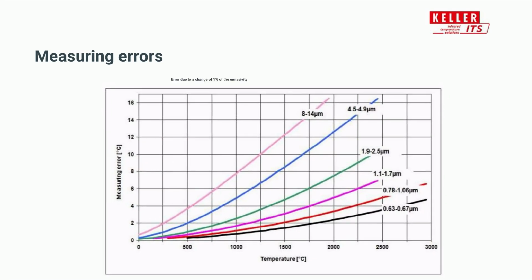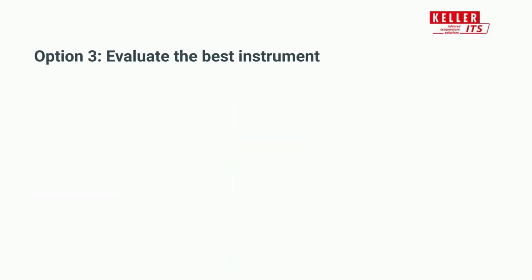You may have seen this diagram once before and know that it shows the measuring error for the shown wavelengths in accordance to the temperature if the emissivity changes by 1%. With this basic knowledge, we can also use the emissivity calculator for the third possibility. We can compare two instruments and decide which of them is less sensitive to emissivity variations of the surface.